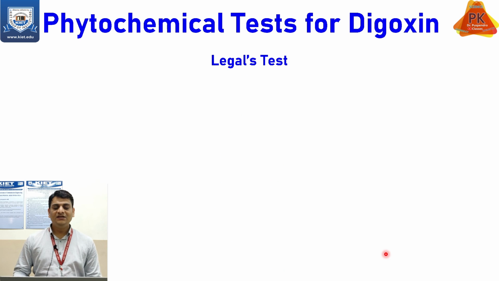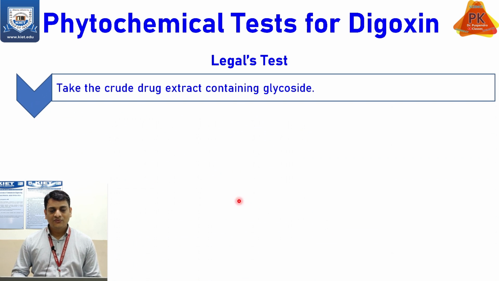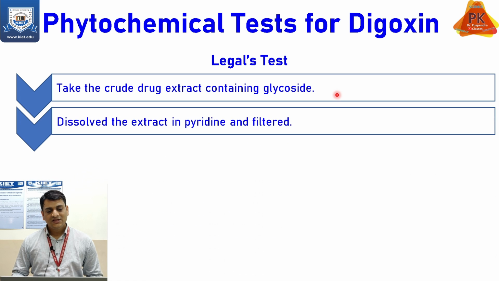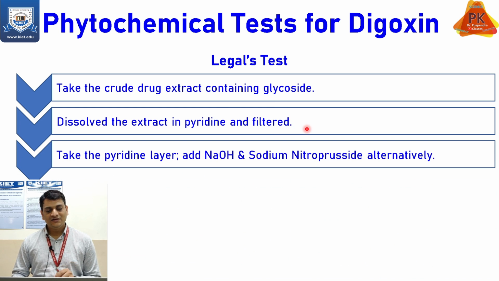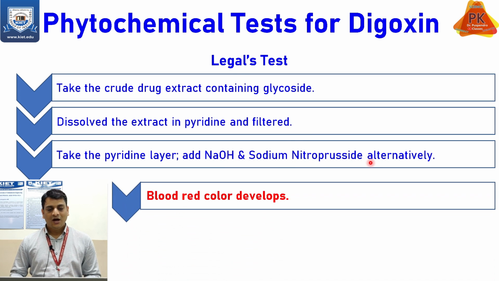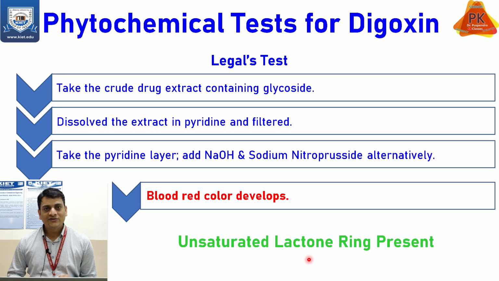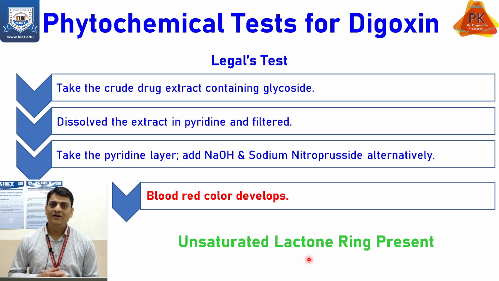Now coming to the next test, that is Legal's test. So first we will take the crude drug extract containing glycoside. Then we will dissolve this extract in pyridine and filter it. After filtration we will take the pyridine layer. Then we will add NaOH and sodium nitroprusside alternately. After that, if we are getting blood red color, it means an unsaturated lactone ring is present, and in the structure of digoxin, one lactone ring is present which is unsaturated because one double bond is present. So these are the phytochemical tests for identification of digoxin.